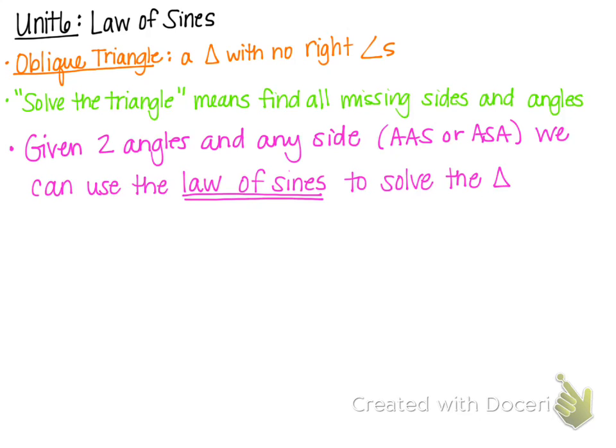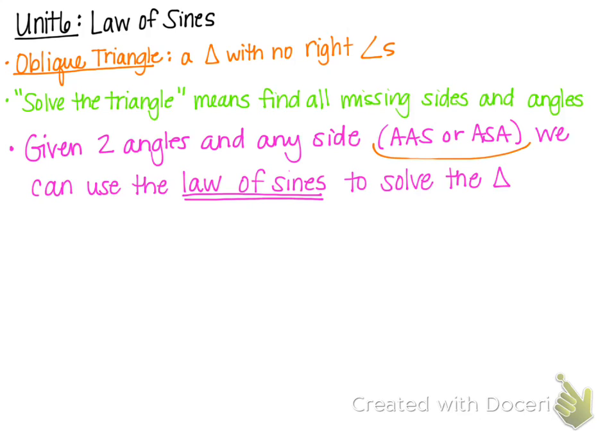Okay? So when directions say solve the triangle, that means we're going to find all the missing sides and angles. So for the law of sines and for the law of cosines, which we're going to talk about tomorrow, you're given three things, and you've got to solve for what's missing. So we've got three sides and three angles, so you're going to be finding three missing things.